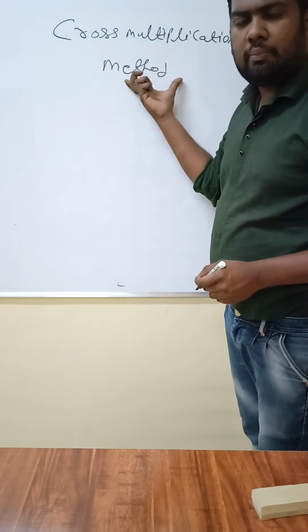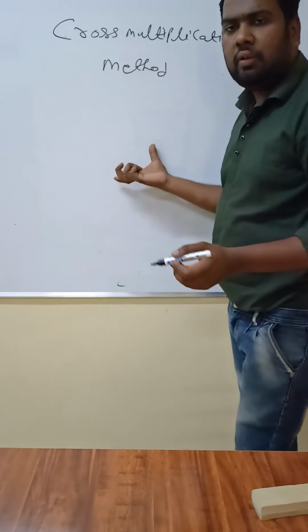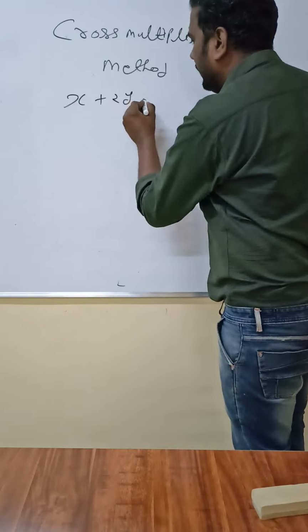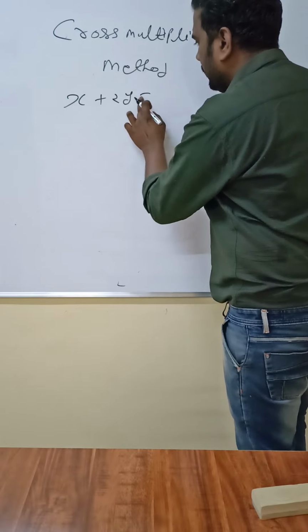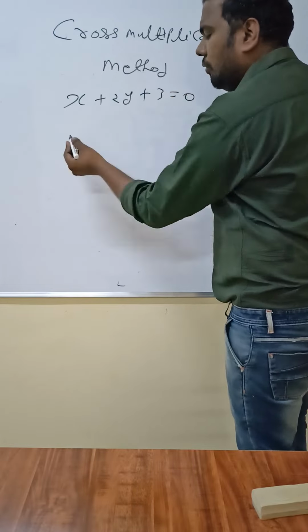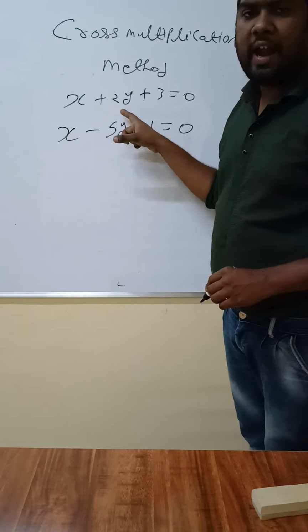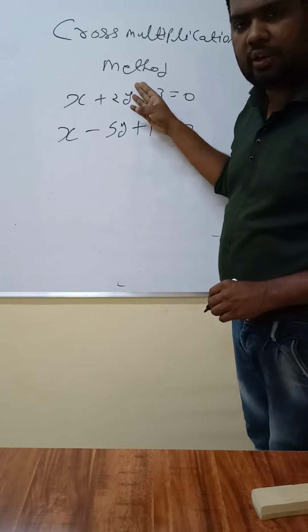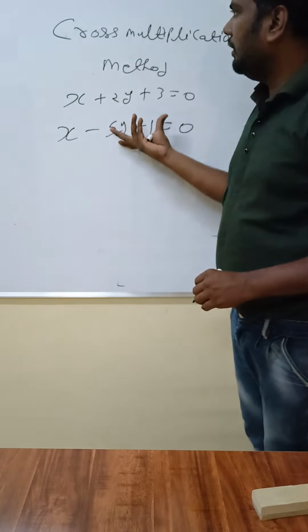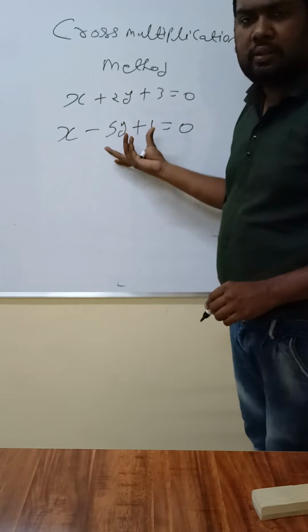Students, in cross multiplication method, we have two equations, x plus 2y plus 3 equal to 0, x minus 5y plus 1 equal to 0. So we have to find x and y with the help of cross multiplication method. So students, for this purpose, how to solve these two equations with the help of cross multiplication like this. Suppose this is x, this is y, this is 1.